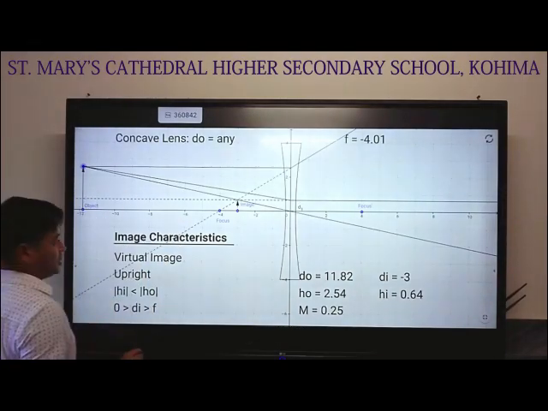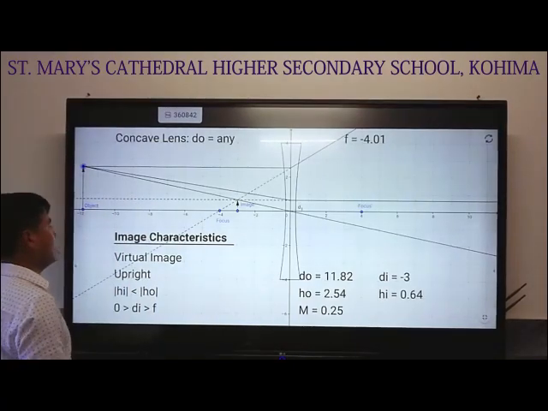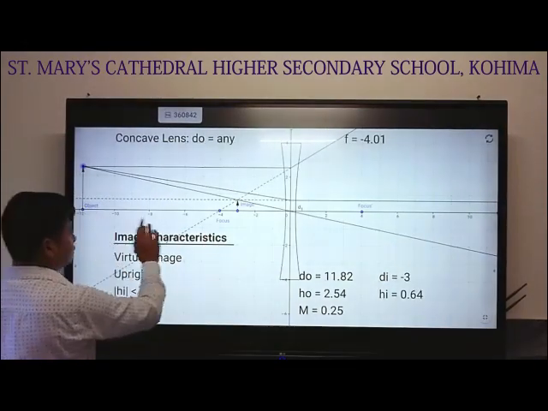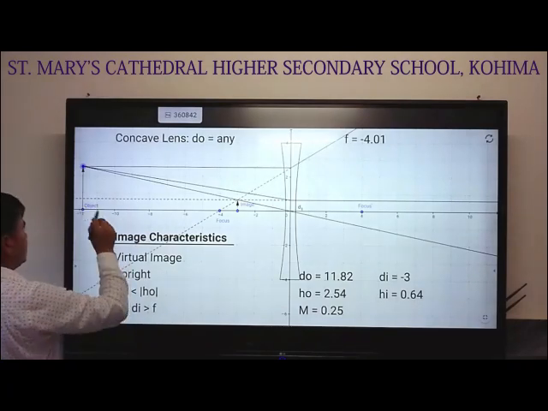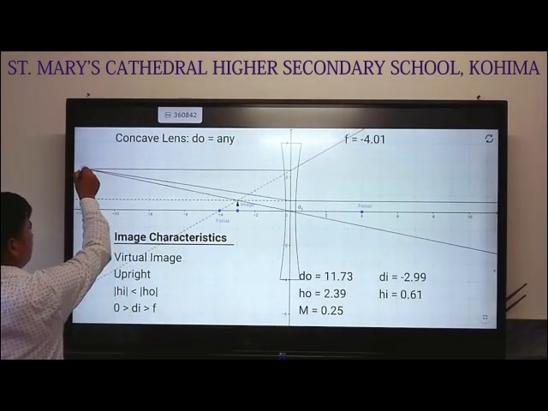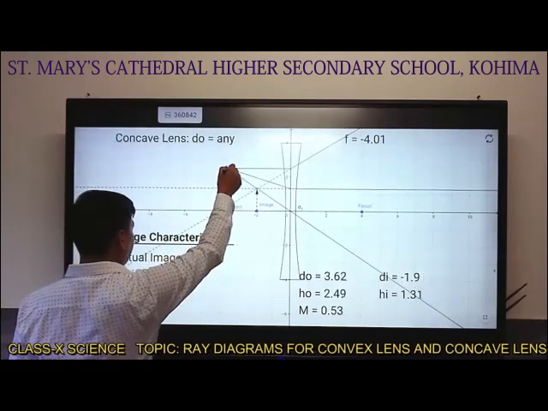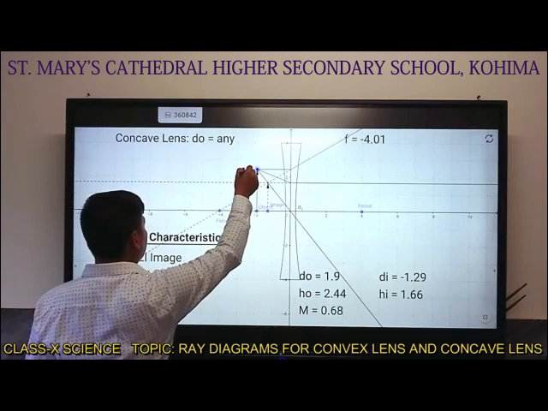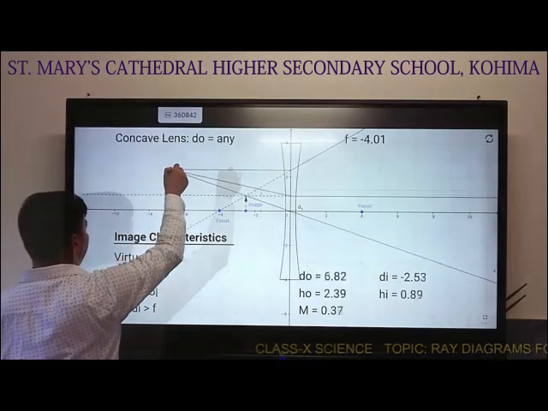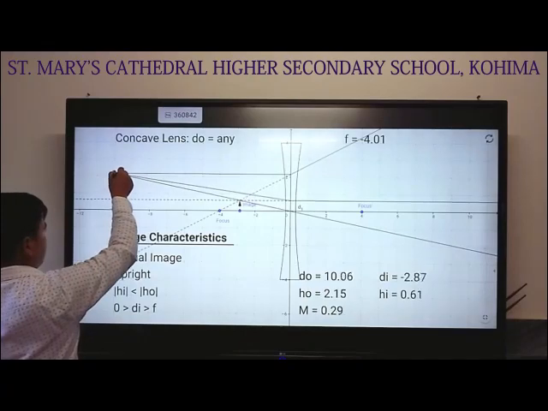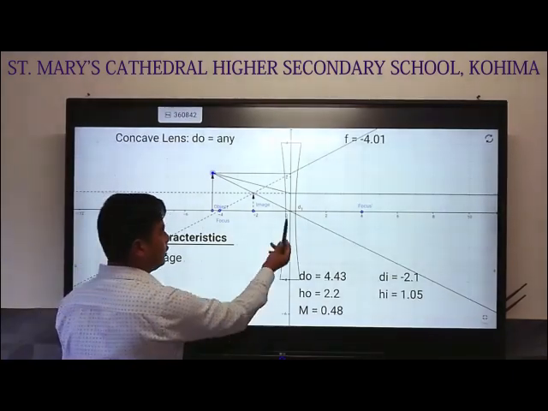Now another position is the position of the object between infinity and the optical center. Between infinity and optical center refers to any position. You can consider these positions here or here or here, or a little bit far away. Then let us see what happens when I bring this object nearer. You can see the image is getting bigger and bigger. Unlike in a convex lens, the image is always formed in front of the concave lens. So you can see this image formation. This position is called the position of the object between infinity and optical center.